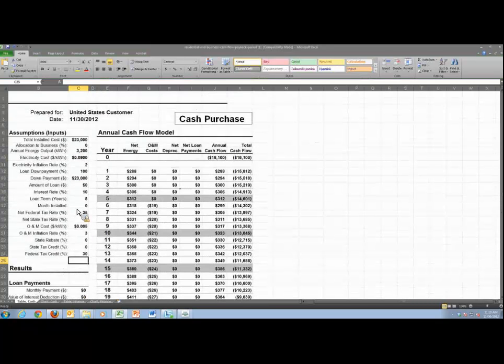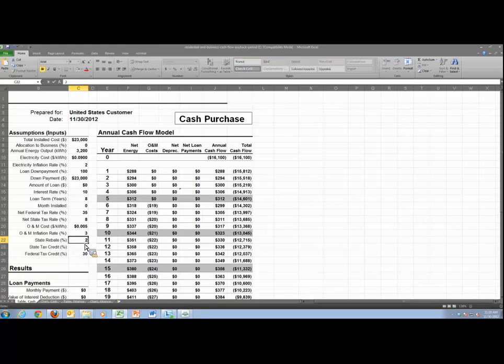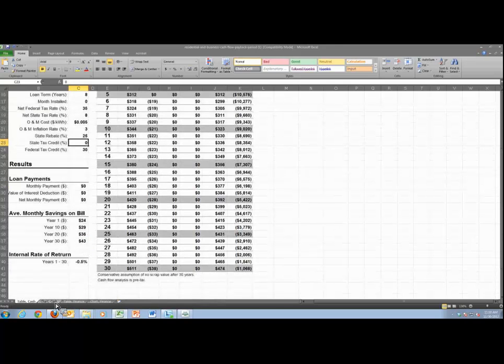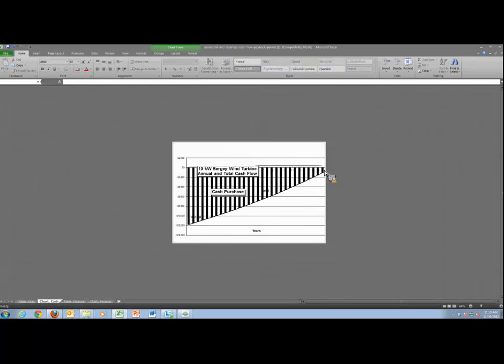But I can change things that might help me a little bit, like maybe I'm able to get that grant, and I'm going to represent that grant with a rebate of 25%, even though it's not a state rebate, it's a federal grant, but that'll help. And so if I'm able to do that, then I can look at that, and I'm pushing that cash flow back down a little lower.